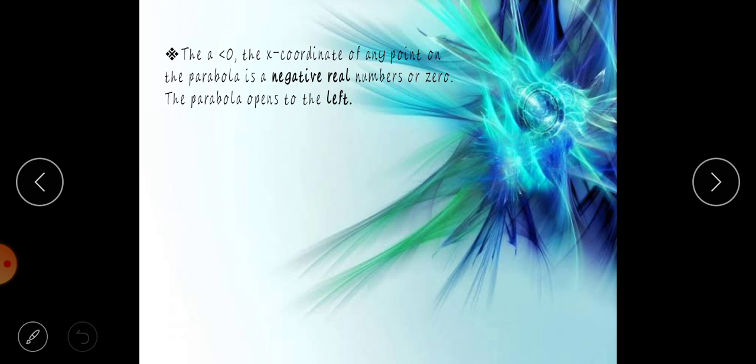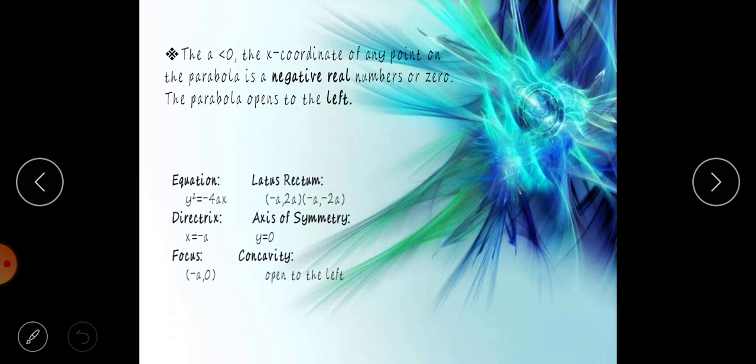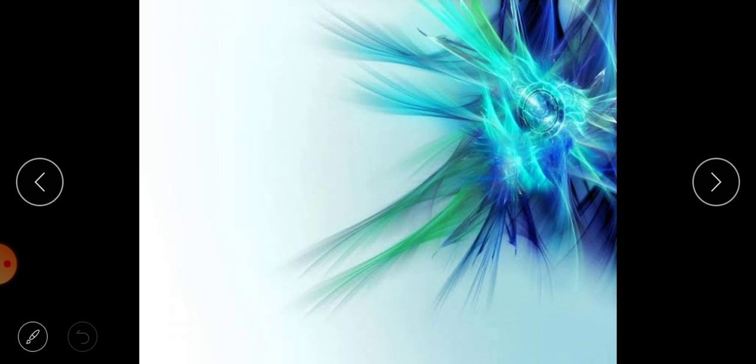Next is when a is less than 0, the coordinates of any points in the parabola are negative real numbers or 0. So the parabola opens to the left. This parabola has an equation of y squared is equal to negative 4ax. The directrix is x is equal to a. Focus is negative a, 0. Latus rectum is (negative a, 2a) and (negative a, negative 2a), and its axis of symmetry is y is equal to 0, and it opens to the left.